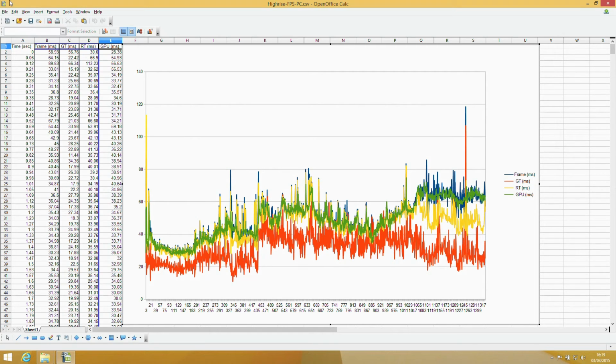so commands which are carried out on the processor side, possibly draw commands, things like that. And then finally in green we have the GPU thread, which is basically the time taken on the graphics processor to process the frame for output. That may also be dependent to some extent on the CPU render thread. Unfortunately, I don't know enough about this to explain that.